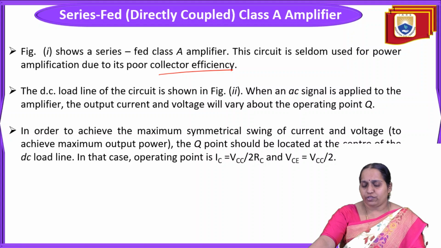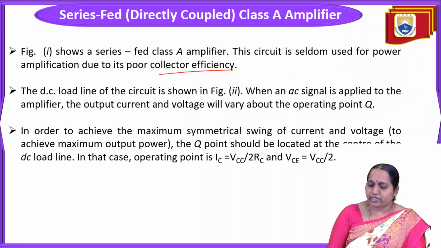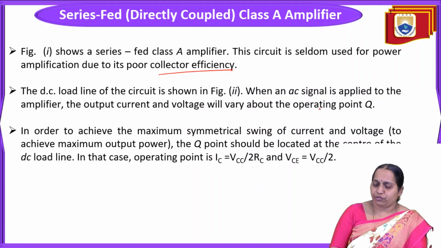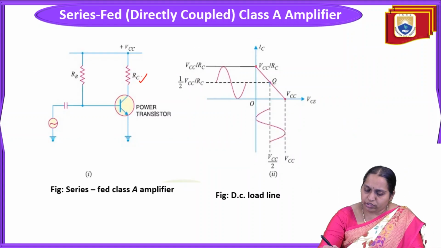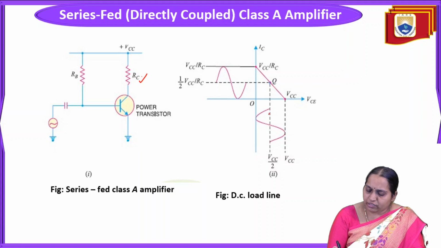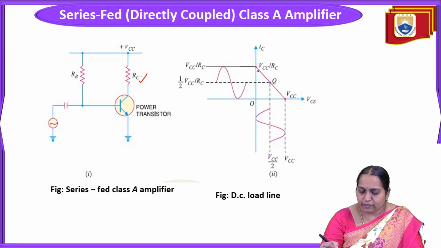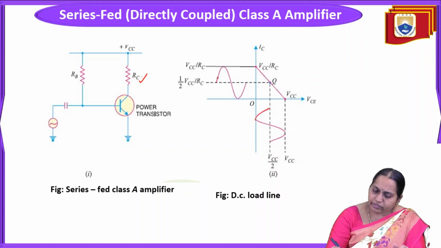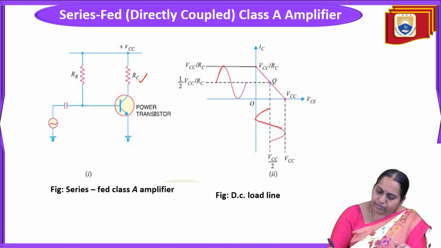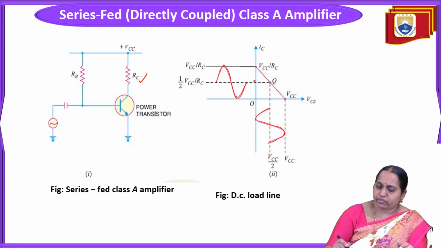Okay. DC load line of the circuit we'll just see it. When an AC signal is applied to the amplifier, output current and voltage will vary about the operating point Q. Okay, just see this. So this is a DC load line. Okay. Now if this is a variation of input signal, if this is a variation of the VCE output voltage and this is a collector current IC. Okay. So you can see the variation of as how VCE changes. Okay. As VCE decreases, IC will increase. Okay. And as VCE increases, IC will decrease. Again, as VCE decreases, IC will increase.